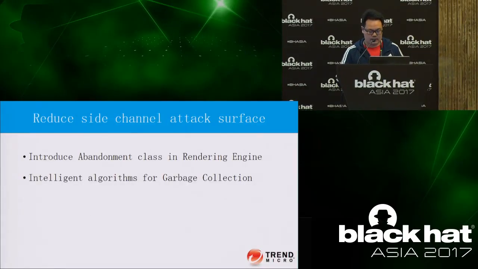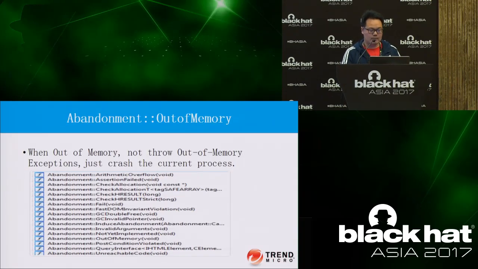Okay, reducing the side channel attack surface. In Microsoft Edge, they introduced an abandonment class in the rendering engine, and used an intelligent algorithm for garbage collection. We will pay attention to abandonment out of memory. Before, when there was an out of memory, it would throw an out of memory exception. In JavaScript, we can catch this exception, so we could use this to detect the state of the heap. But when abandonment out of memory is introduced in the engine, on out of memory it does not throw an exception. It just terminates the current process.